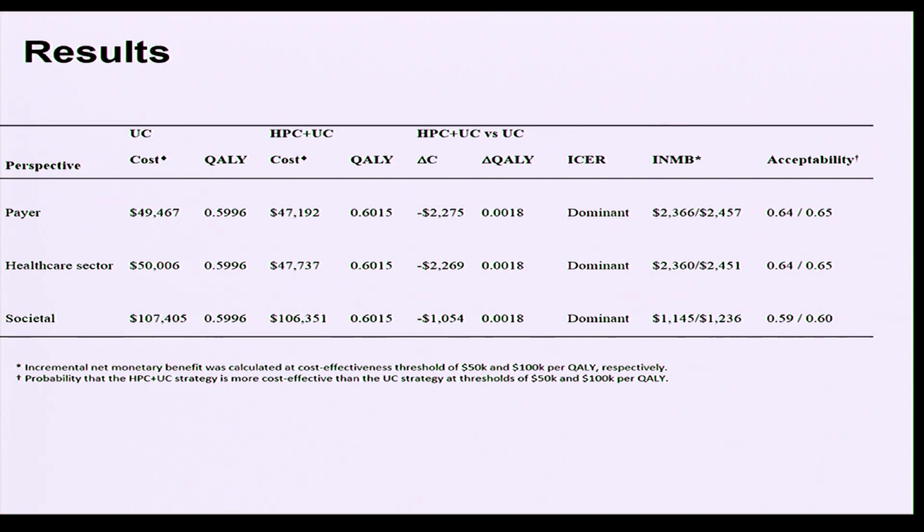Here are the results of our analysis. I'm going to focus mainly on the last 2 rows, and these are the results from the healthcare sector and the societal perspective. We estimated that the cumulative costs over the final year of life for patients from the healthcare perspective would be about $50,000. But the home palliative care intervention resulted in cost savings, with about $2,200 in cost reduction. And those cost savings were achieved largely by preventing patients from requiring as many emergency department visits and hospital visits. You can see that there is a modest benefit on health.